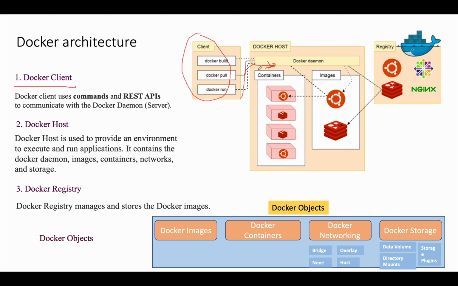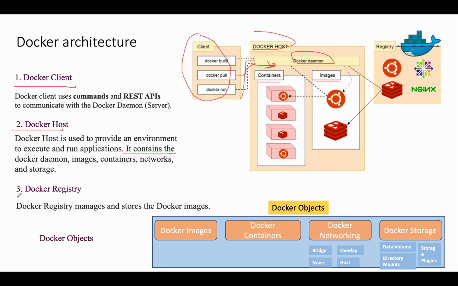This is the Docker client, and the second is the Docker host. So what is the Docker host? The Docker host provides an environment to execute and run applications. We install the Docker daemon on a physical host, so the host is called the Docker host. The Docker host contains the Docker daemon, images, containers, network, and storage.